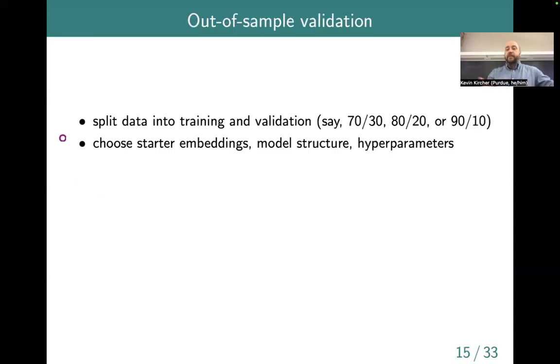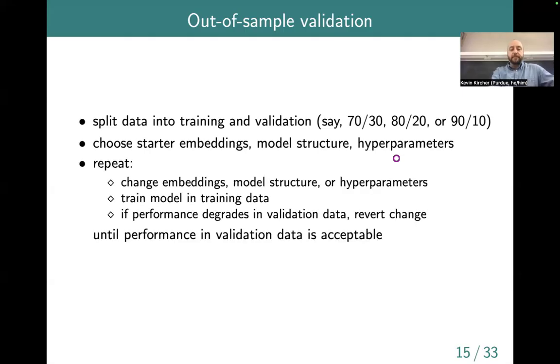Okay, so the workflow using out of sample validation, again, is to split the data into training, which is used to fit the numbers that go into our model, and validation data, which is used to check how well our assumptions and things like that are doing. That might be somewhere between 70 to 90% for training and the rest for validation. So in our workflow, we choose some starter embeddings, things that we think might work well, standardize this, normalize that, and so on. Pick a model, maybe it's linear, maybe it's a neural net, maybe something else, and pick some hyperparameters. This could be the weight on our regularization.